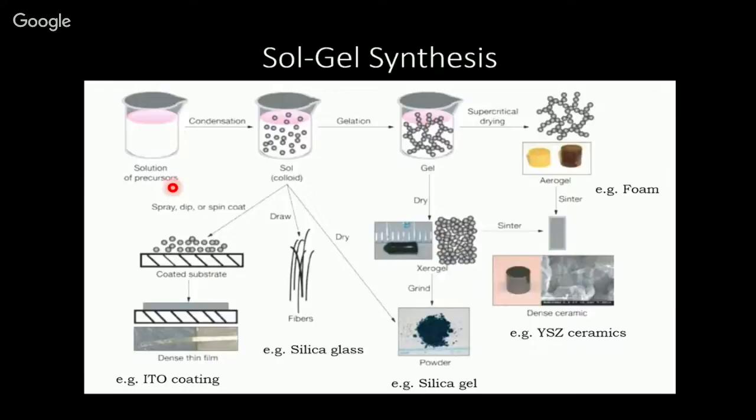Sol-gel synthesis is another popular way of making nanoparticles. It involves, as the name says, a transformation of a sol into a gel. Technically speaking, you start with a solution, the solution is transformed into a sol, and the sol into a gel, and then you process that gel to get the particles out. What is the difference between the solution and the sol? What is the difference between the sol and the gel?